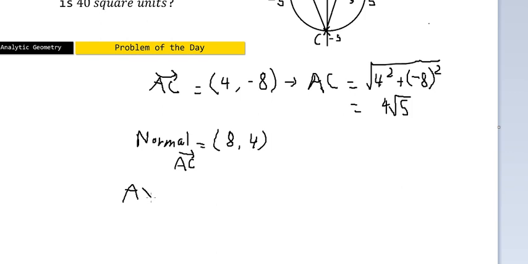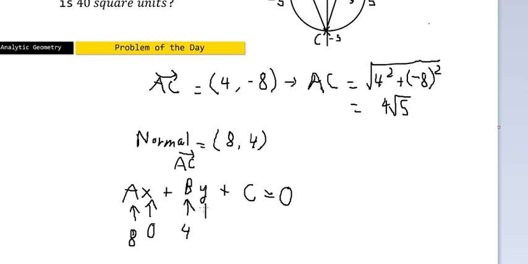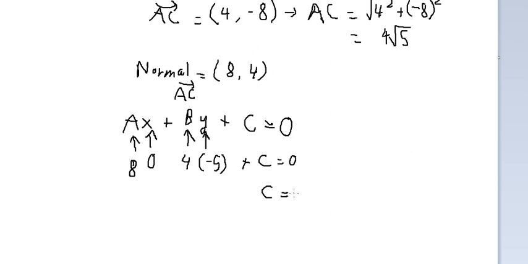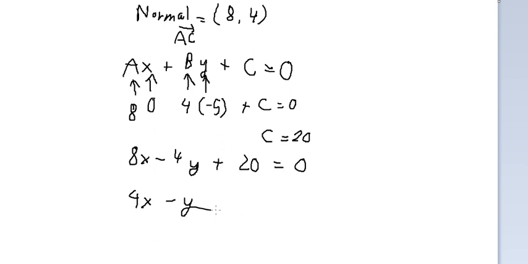So we have the formula of the line: Ax plus By plus C equals 0. So we have 8 here, 4 here. x is 0, y is negative 5. This one you get negative 20. So we can find the value of C, that's 20. So we get 8x minus 4y plus 20 equals 0. So we get 4x minus y plus 5 equals 0.